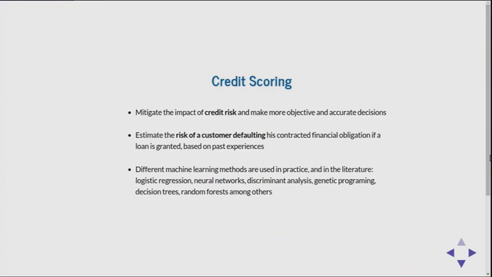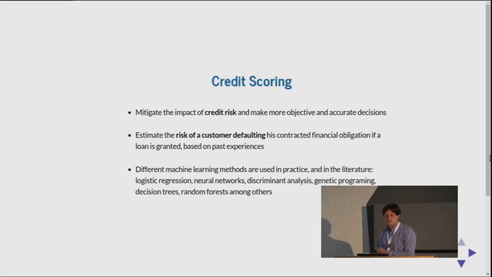All right, so credit scoring. You want to mitigate the impact of credit risk in order to make more objective and accurate decisions. In particular, you want to estimate the risk of a customer defaulting on a contracted financial obligation using past experience. There have been a bunch of machine learning methods that have been applied to solve this problem. In the literature, you find logistic regression, neural networks, and so on. In practice, you only find logistic regressions, mostly because of regulatory issues, but the typical answers are also interpretability of the models and implementation of the models, and so on.